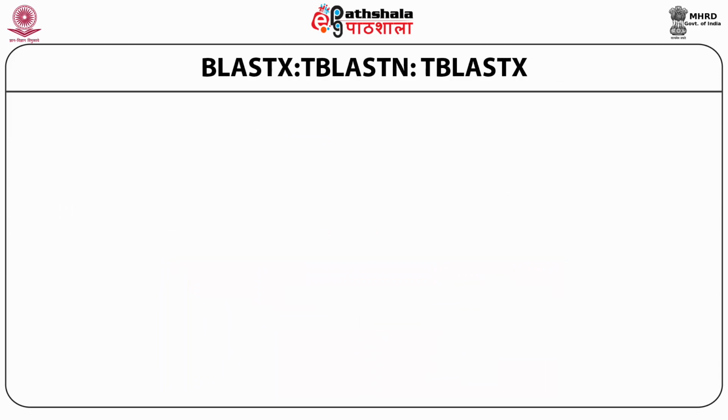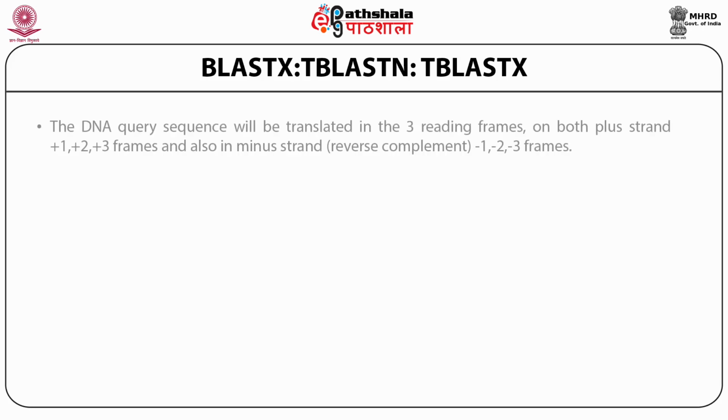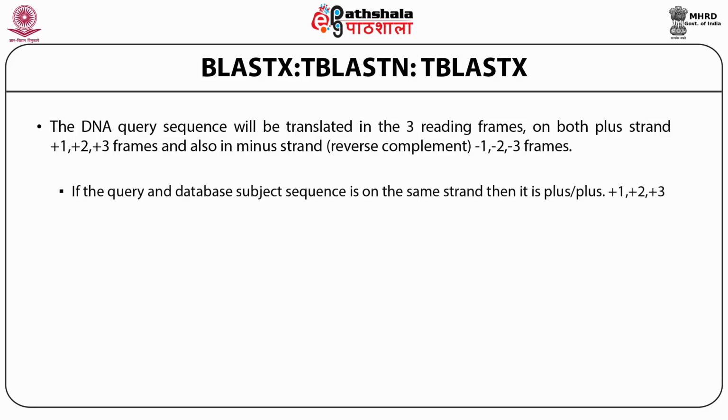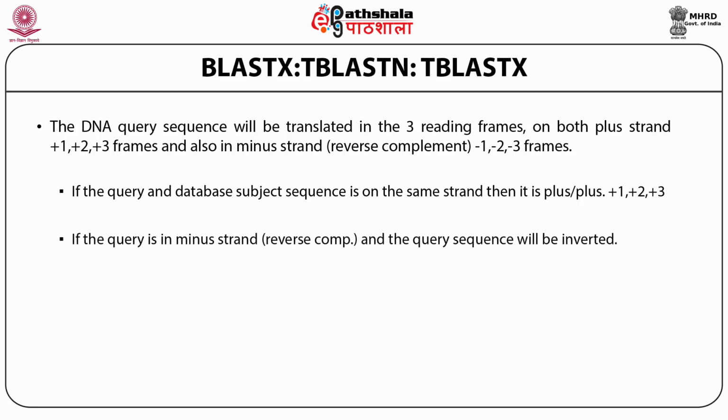Now we'll see how BLASTX, TBLASTN and TBLASTX work. Here the DNA query sequence will be translated into 3 reading frames. On the plus strand we'll have +1, +2, +3 frames. Then on the minus strand, that means reverse complement, you will take -1, -2, -3. All 6 frames will be taken. If the query and the database subject sequence are on the same strand, then it is called plus, that means +1, +2, +3. That's how the sequence alignment will be done. If the query sequence is on the minus strand, that means reverse complement, then the query sequence will be inverted, then the search will be done.